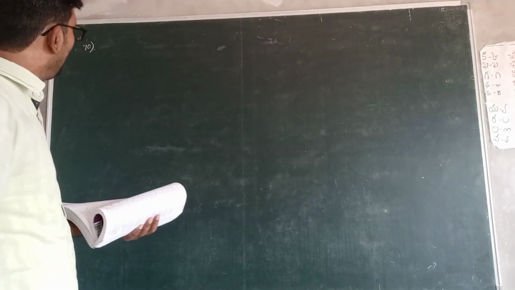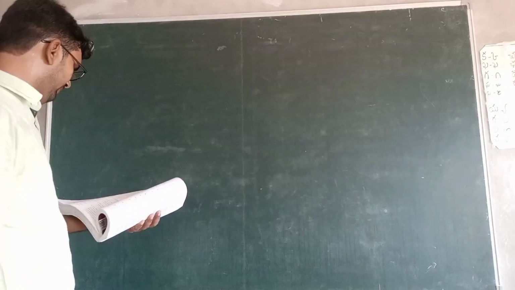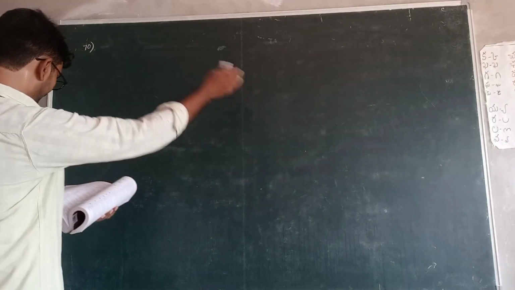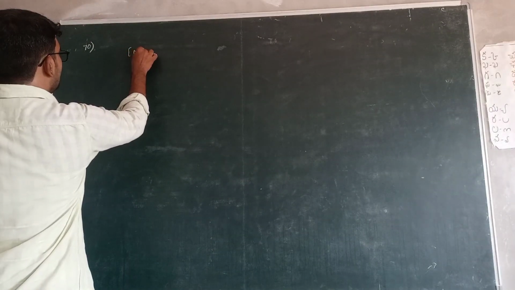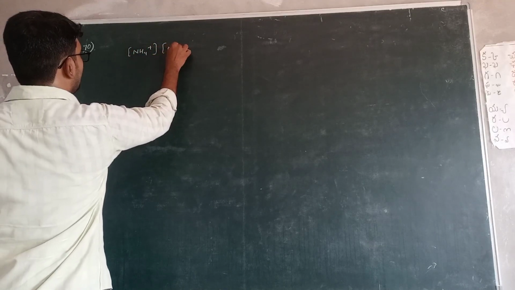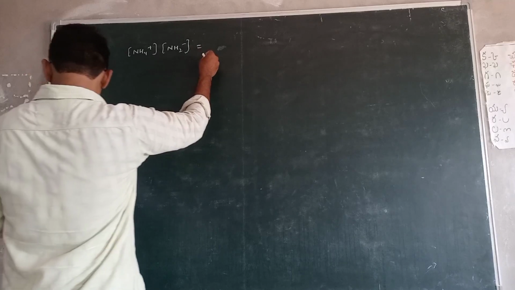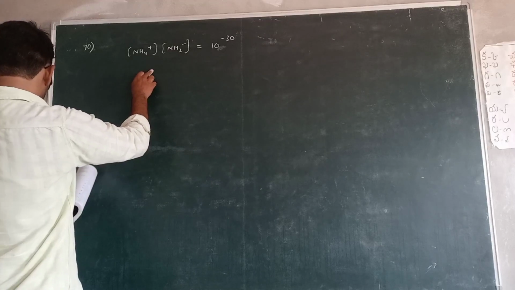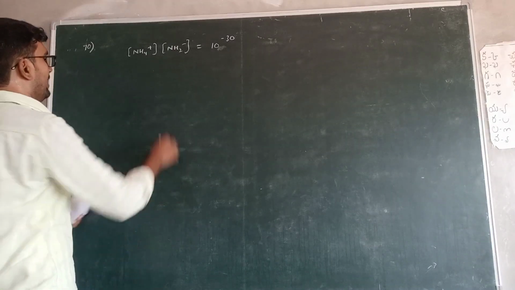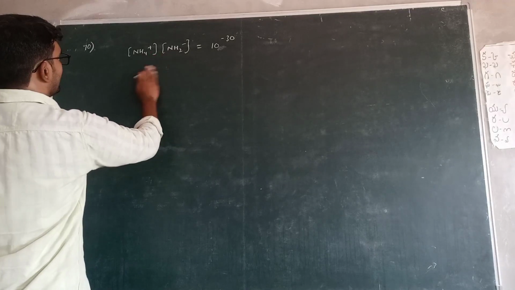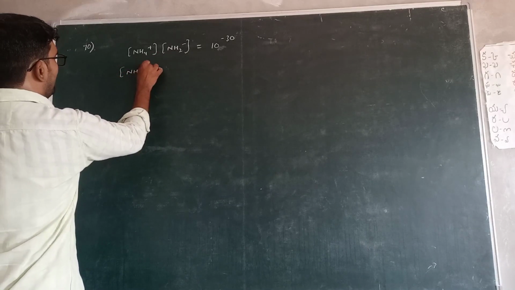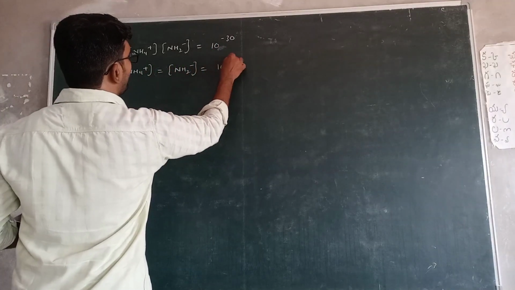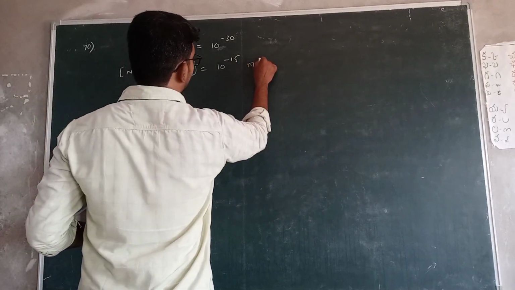Next, 70th one is exactly equal to the 69th problem. Actually here auto ionization means these two only: NH4 plus and NH2 minus, product equal to 10 to the power of minus 30. We want to calculate the amide ions. Actually these two are equal here. These two are equal means concentration of NH4 plus is equal to concentration of NH2 minus, which is equal to 10 to the power of minus 15 mole per liter.